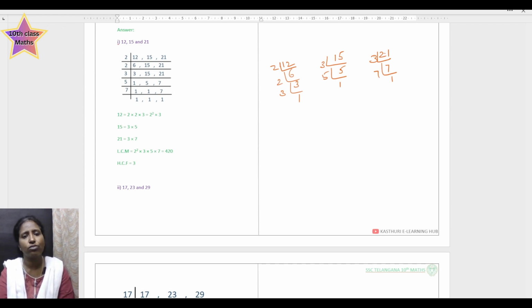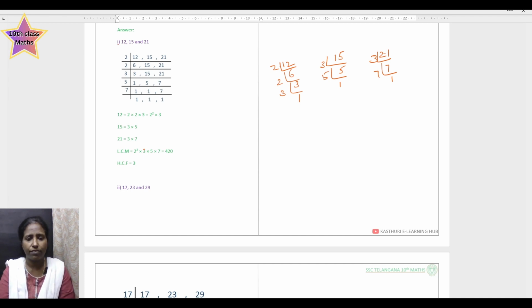Now 5 is over. Is anything divisible by 5 still? No. So we go to the next choice, that is 7. This one as it is, you get it down. 7 1s are 7. Now you have to write the prime factors. 12 equals 2 into 2 into 3. By the time the 12 became 1, it is 2 into 2 into 3. For 15, when did we start dividing? From this step. So this is 3 into 5. And for 21, from this step, 3 into 7.